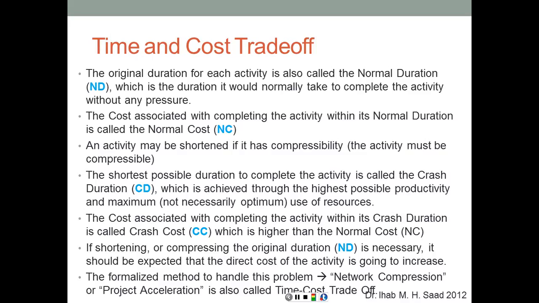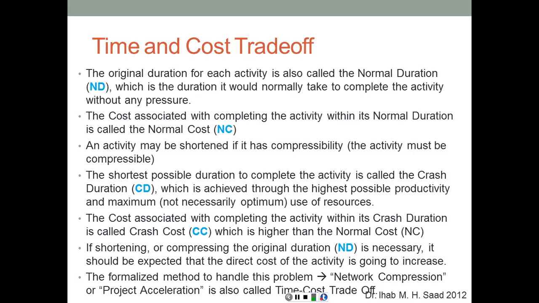to an incompressible activity. The shortest possible duration to complete the activity is called the crash duration. So if I used all the available extra resources to try to shorten the duration and resulted in compressing the duration of the activity to the maximum, this shortest duration is called the crash duration, or CD, which is achieved through the highest possible productivity and maximum, not necessarily optimum, use of resources. The cost associated with completing the activity within its crash duration is called the crash cost.